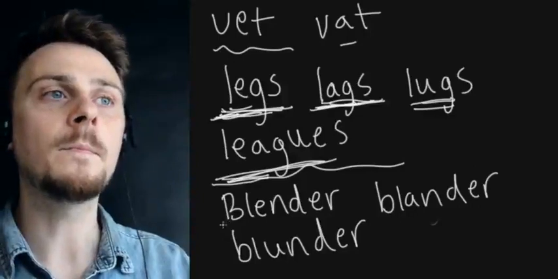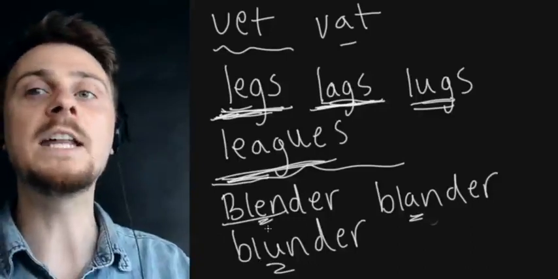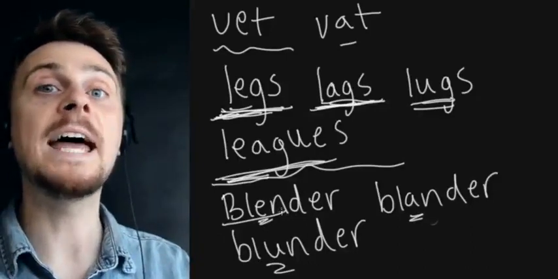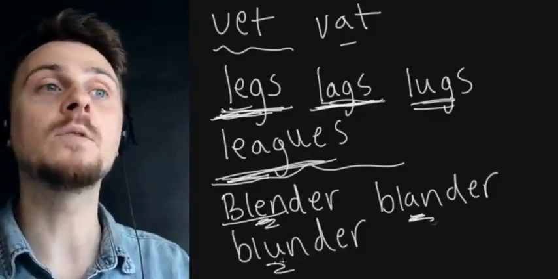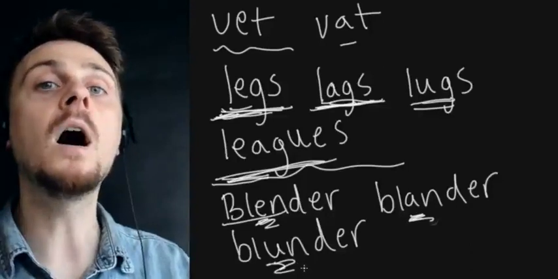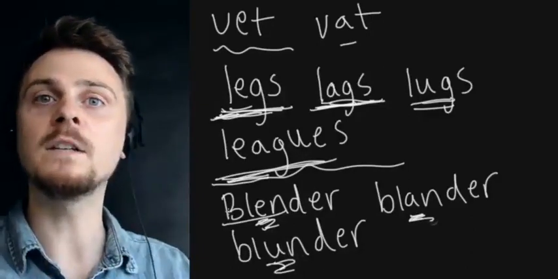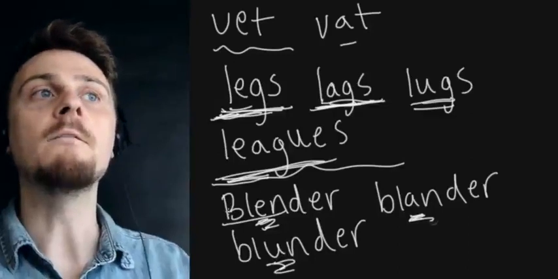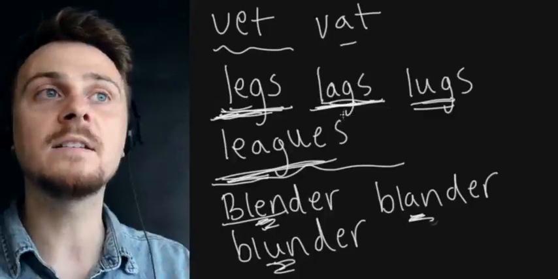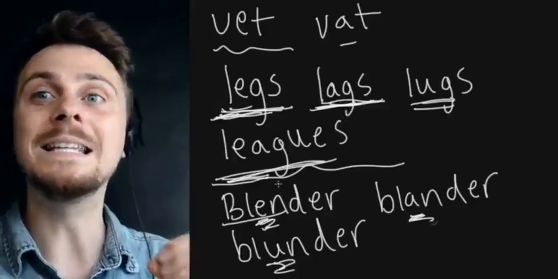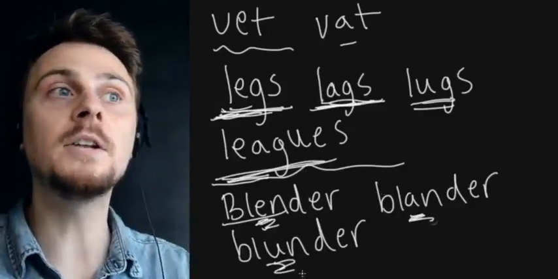Okay? The next one, once again, short E, short A, short U. Blender, blender. Short A, blander, blander. The next one, blunder, blunder. Blender, blander, blunder. Okay? So let's quickly go through all of these. Again, the only difference, just the vowels. Vet, vat, legs, lags, lugs, leagues, blender, blander, blunder.